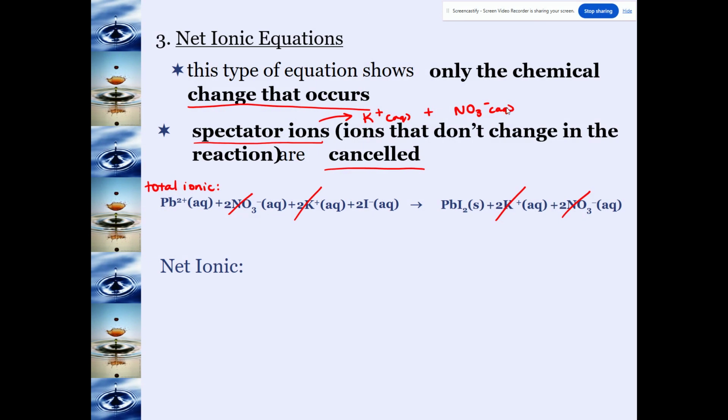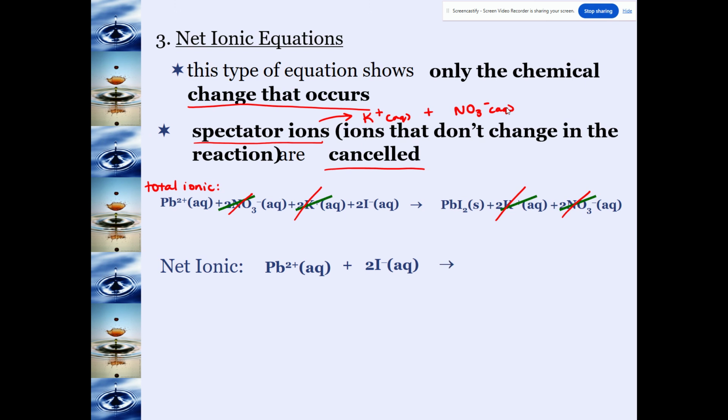So the spectator ions in this reaction are the potassium ions and the nitrate ions. Okay, if you're asked to identify the spectator ions, they are the ones canceling. What we are left with becomes our net ionic equation. So what we are left with is Pb2 plus and 2 iodide ions on the reactant side, because the other reactants have canceled.